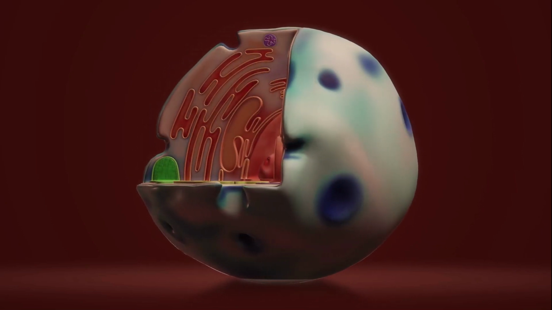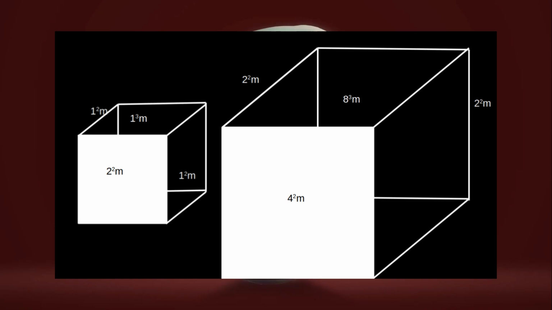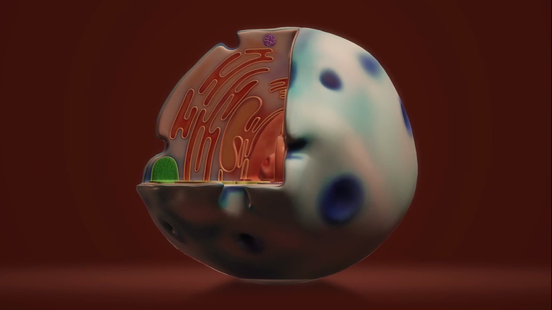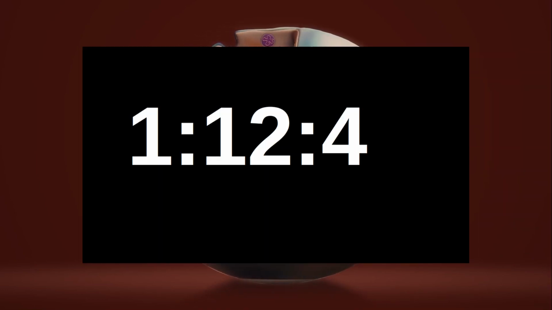For example, a cube with a side length of 1 meter has a surface area of 6 meters squared and a volume of 1 meter cubed. If the sides of the cube were multiplied by 2, so now it is 2 meters long, we would now have a side length of 2, a surface area of 24 meters squared, and the volume would be 8 meters cubed. This example is important as we start with a ratio of 1 to 6 to 1. The ratio then becomes 2 to 24 to 8, or simplified 1 to 12 to 4.